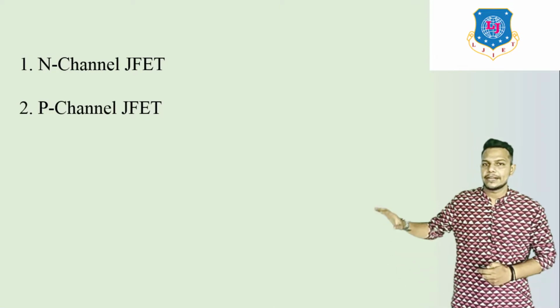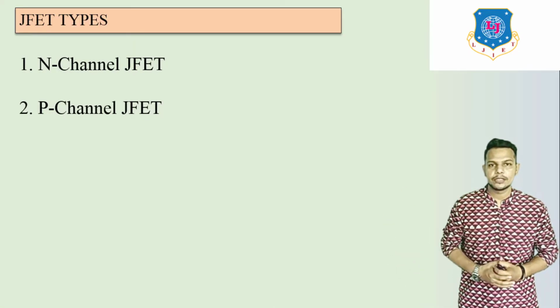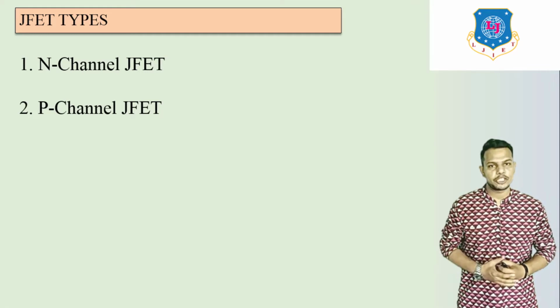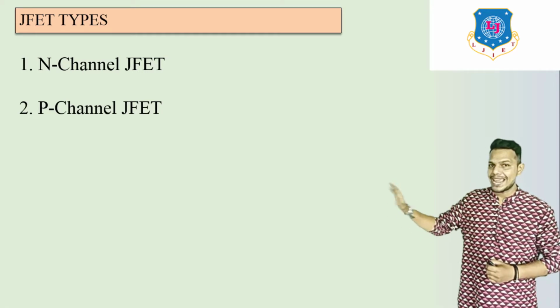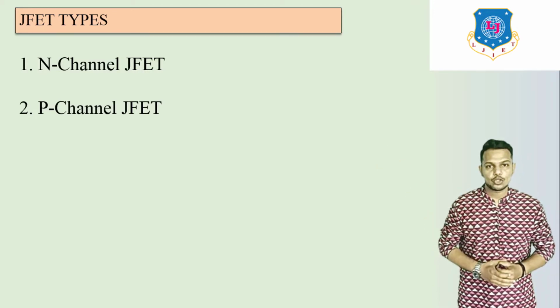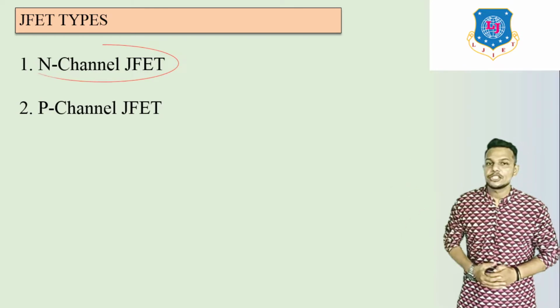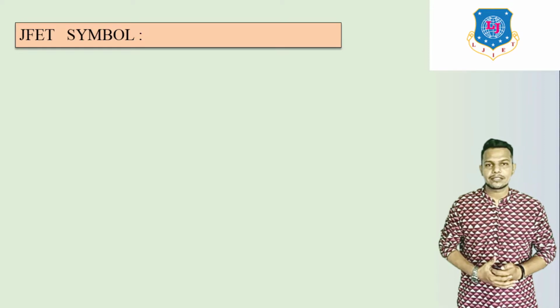Now let us start with FET types or JFET types. There are two different types of JFETs. Number 1, N-channel JFET and number 2, P-channel JFET. In this lecture we are going to discuss only N-channel JFET. So let's start with its symbol.